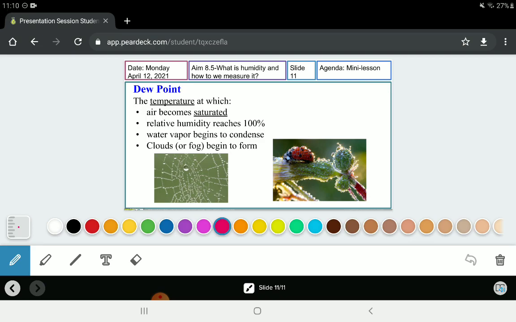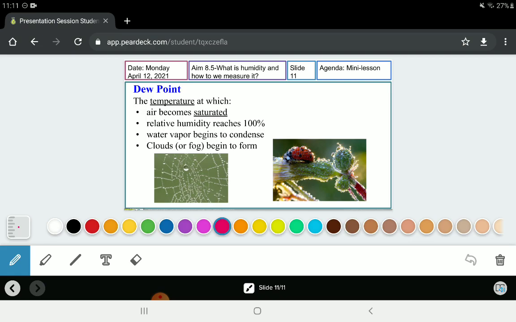And it does that through the dew point. So the dew point is the temperature at which air becomes saturated. So this can happen in a couple of ways. If relative humidity reaches 100%, so either if you add more water or if you cool down the temperature, then water vapor begins to condense and clouds or fog will begin to form.